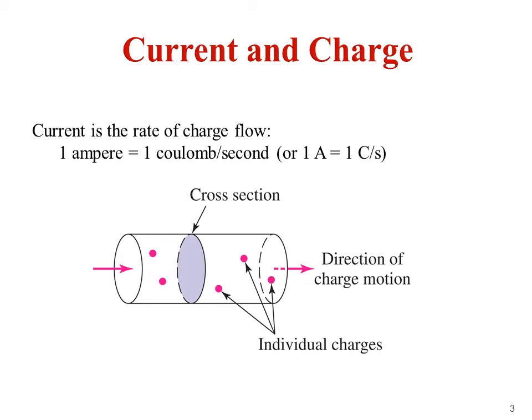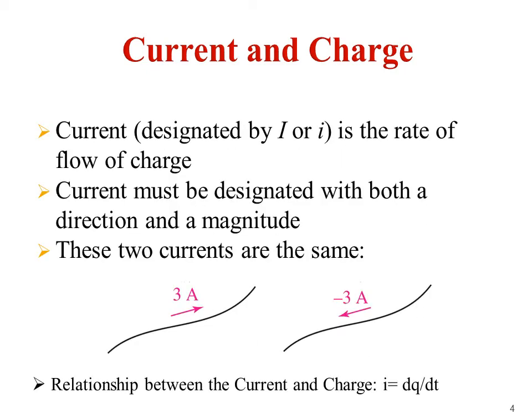The symbol of current is I. In this diagram, this is a conductor, and this is its cross section. The direction of charge motion is from left to right, and these points indicate the individual charges. The current, designated by capital I or small i, is the rate of flow of charge.